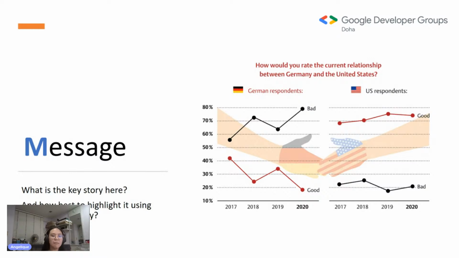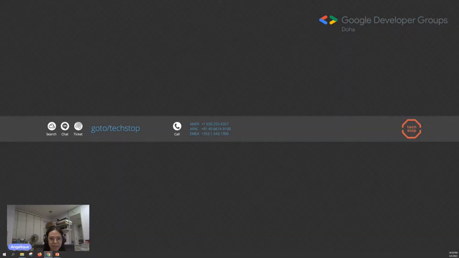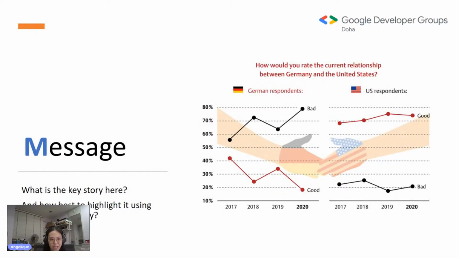Now let's look at message, right? Here's a chart from actually one of this very cool practice called Makeover Mondays. Feel free to Google it. And can you tell me what the key story is here? And how would you highlight the story in this case? It isn't a messy chart, but it's not also a very good chart for me. Okay, I see that everyone here is a bit shy.